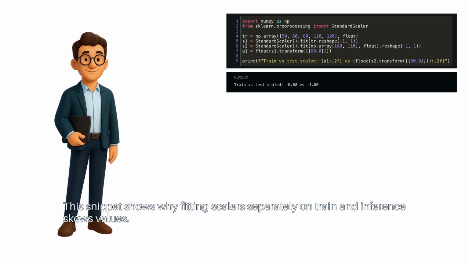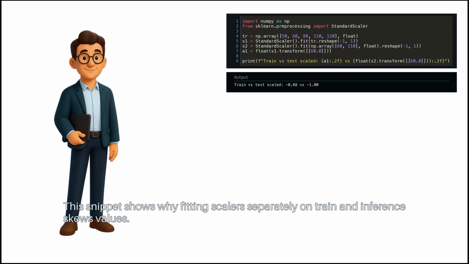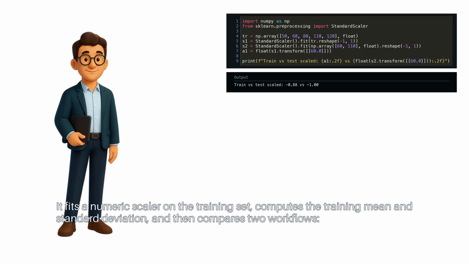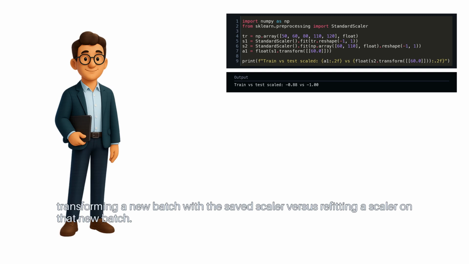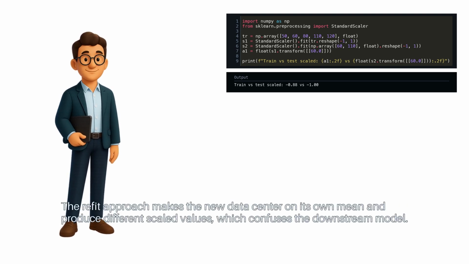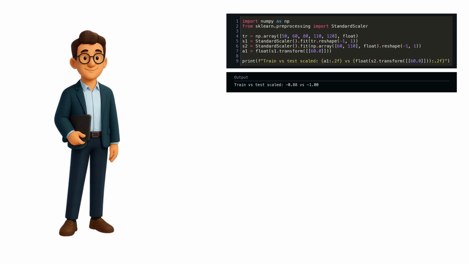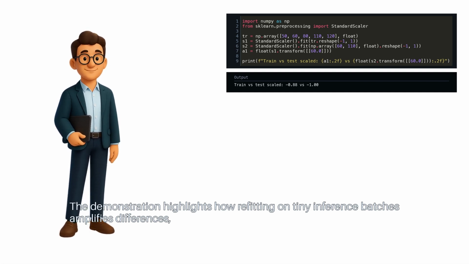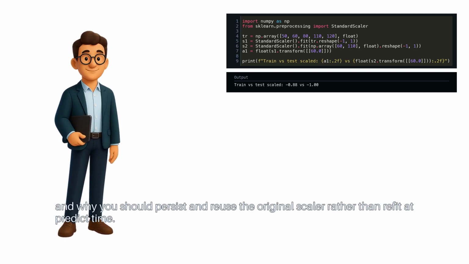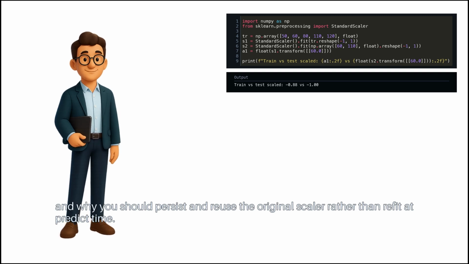This snippet shows why fitting scalers separately on train and inference skews values. It fits a numeric scaler on the training set, computes the training mean and standard deviation, and then compares two workflows, transforming a new batch with the saved scaler versus refitting a scaler on that new batch. The refit approach makes the new data center on its own mean and produce different scaled values, which confuses the downstream model. The demonstration highlights how refitting on tiny inference batches amplifies differences, and why you should persist and reuse the original scaler rather than refit at predict time.